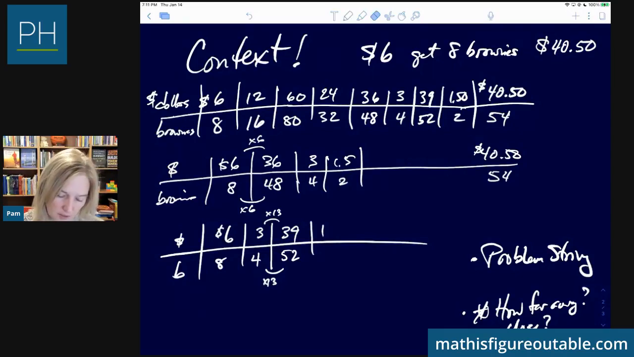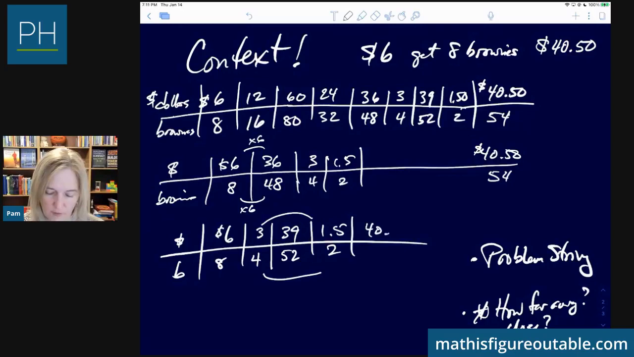Let me clear this up a little bit. I can get that from that 3 again to the 1.5 and 2 brownies, and then add those together, and then I have the $40.50 for 54 brownies. And so that sort of answers the proportion. Well, actually, let me do it this way.